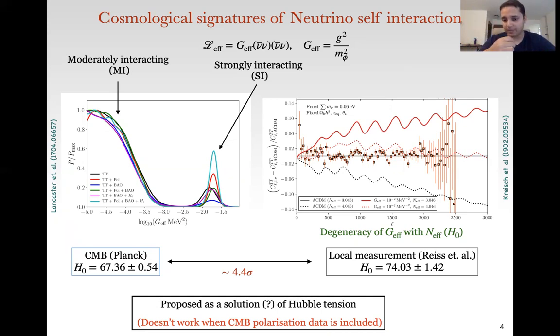For this strongly interacting mode, the changes that you induce in the CMB spectrum can be partially compensated by changing N_eff. And because N_eff is directly correlated with the Hubble constant, this model has the potential to solve the Hubble tension, which is basically the 4.4 sigma tension between the CMB measurement of the Hubble constant and the local measurement. However, it has been shown that this model does not work when you include the CMB polarization data.